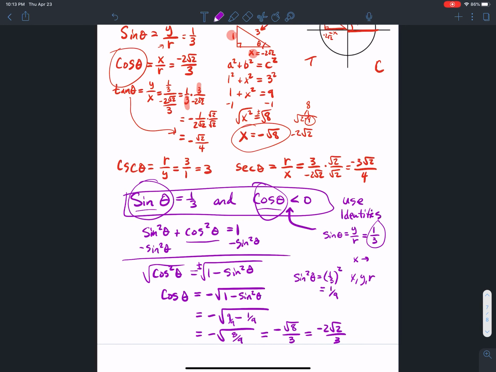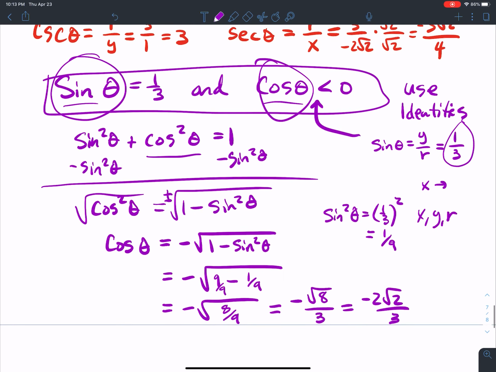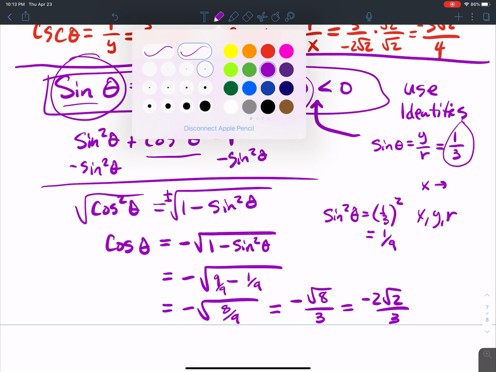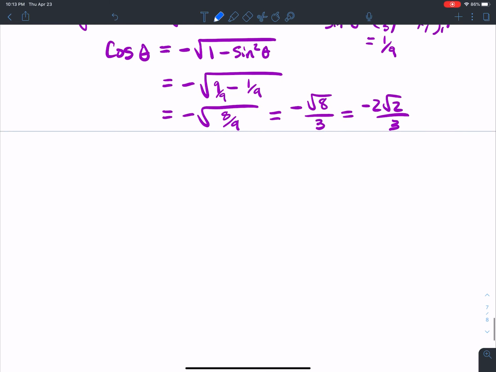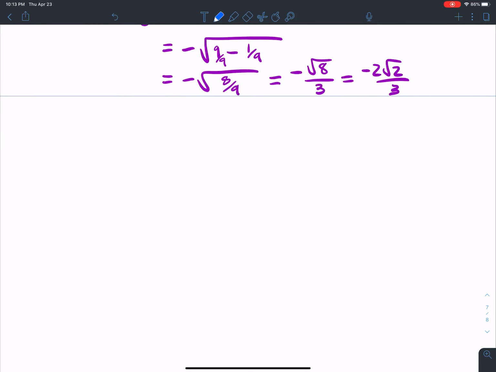All right, so just a different way to work the same problem. If you want to use identities, if you feel more comfortable doing it like that, okay, whatever works best for you, that's what you need to do. Okay, so let's do one more problem in that same vein. Given tangent theta equals 1/2 and sine theta is less than 0, the first thing that you need to do is figure out which quadrant you are in.